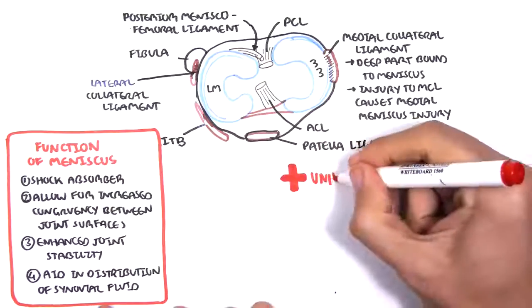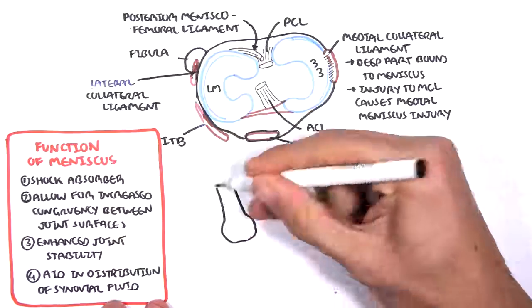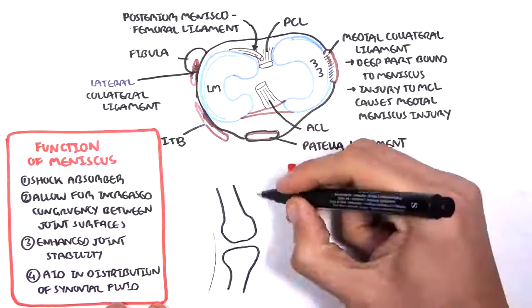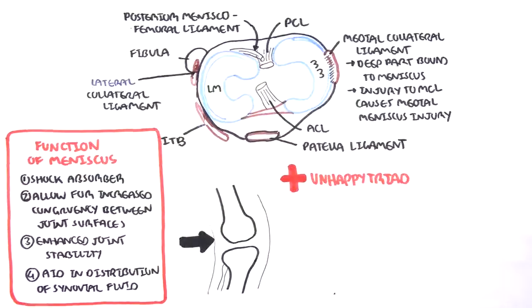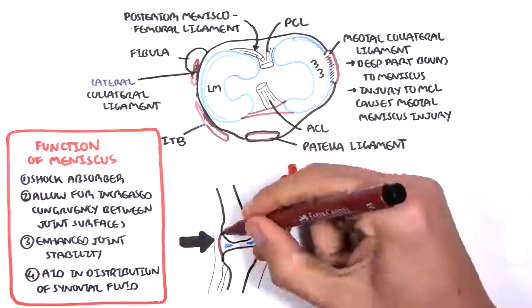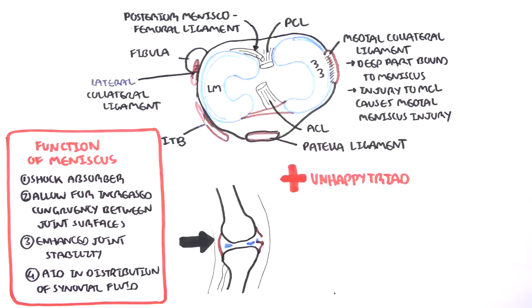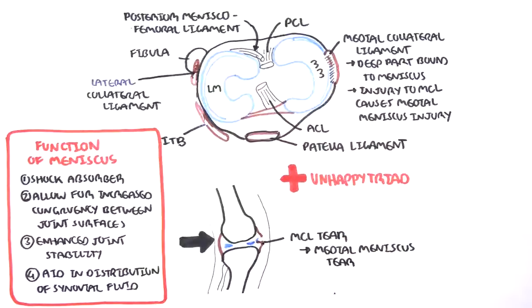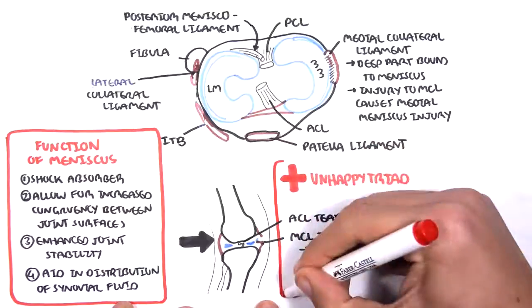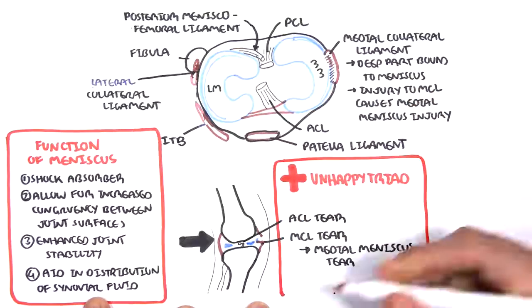Clinical significance. There's something called the unhappy triad or the O'Donoghue triad. This is a serious injury coming from the lateral part of the knee joint with the knee twisting, and this can cause what is known as the unhappy triad. The unhappy triad consists of a medial collateral ligament tear, which will then tear the medial meniscus, and the injury will also result in an anterior cruciate ligament tear. This is an indication for surgery.